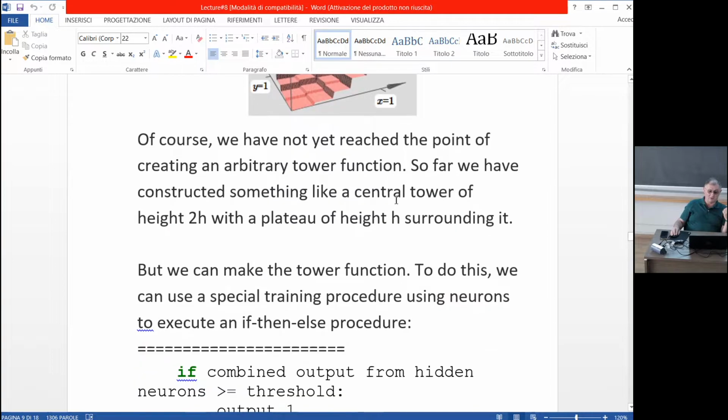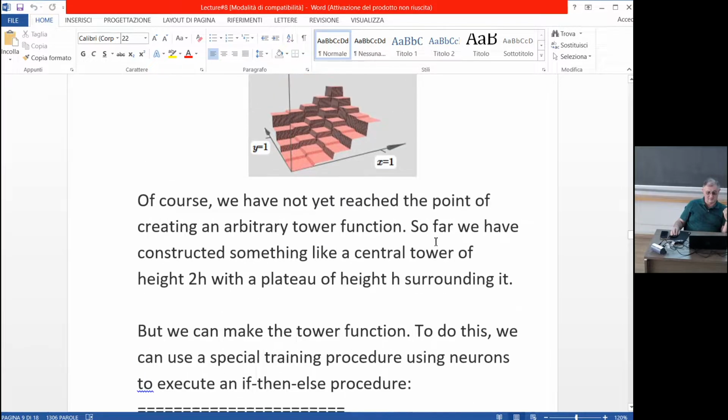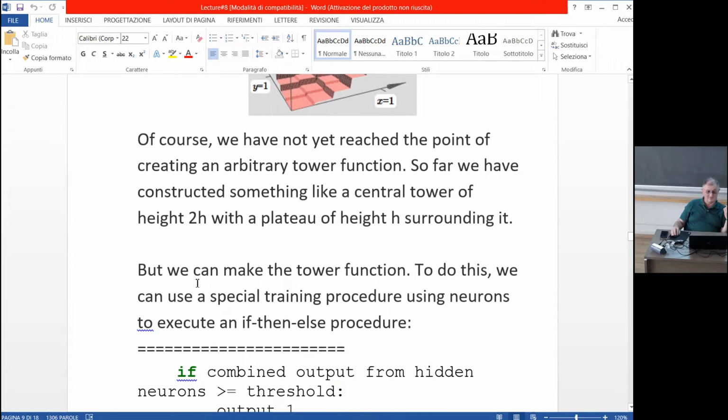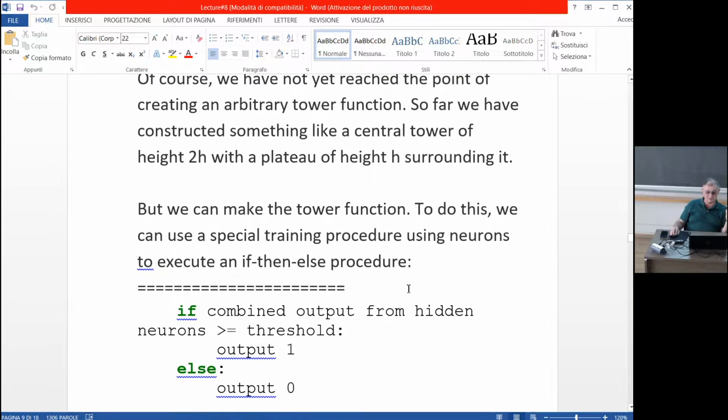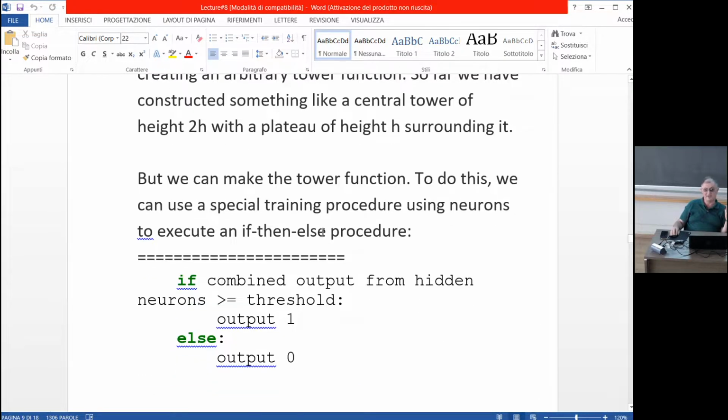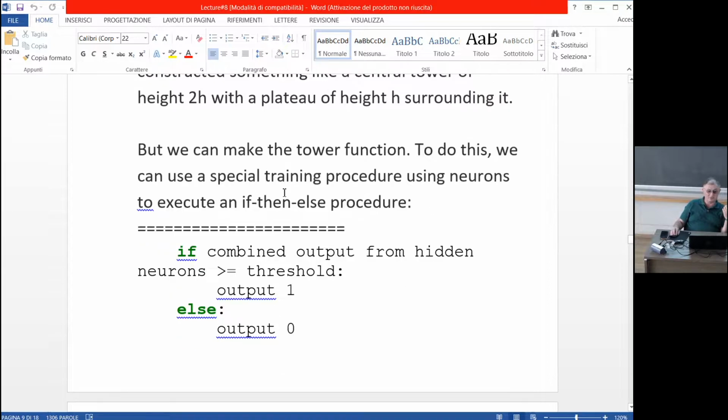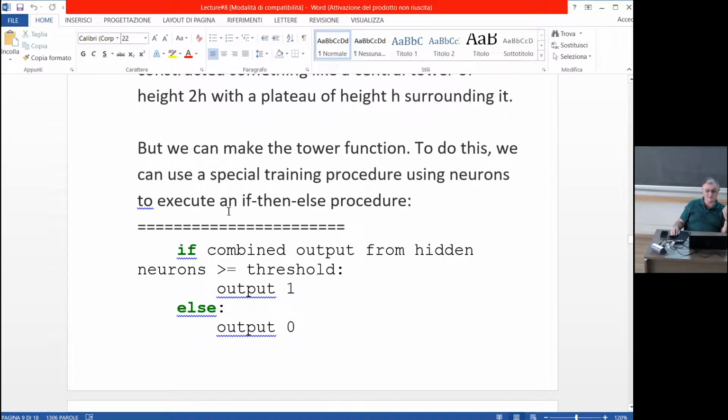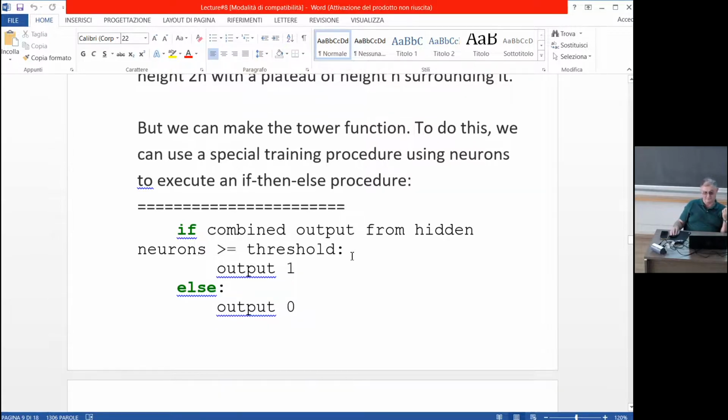So now our aim is to cut the base, the cross-like base. And how can we make the tower function? To do this, we can use a special training procedure using neurons to execute if-then-else procedures.